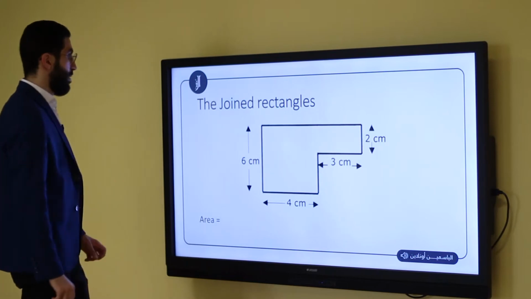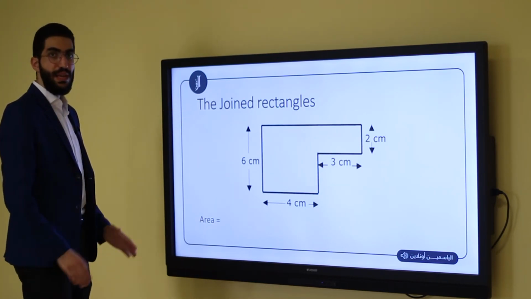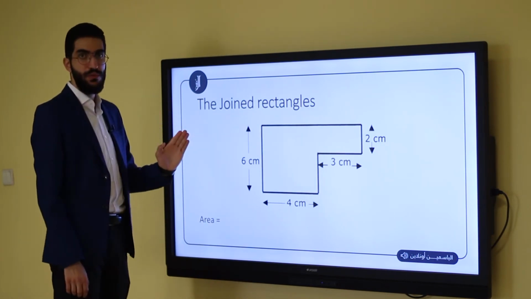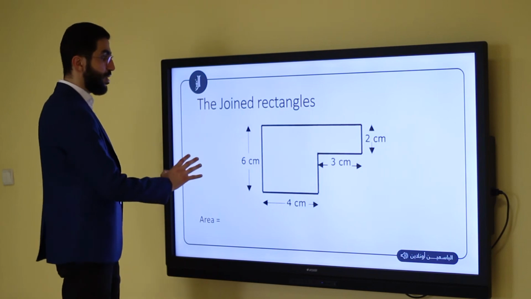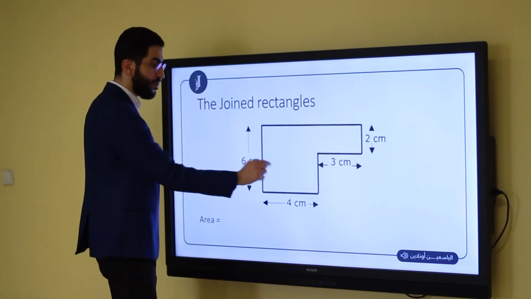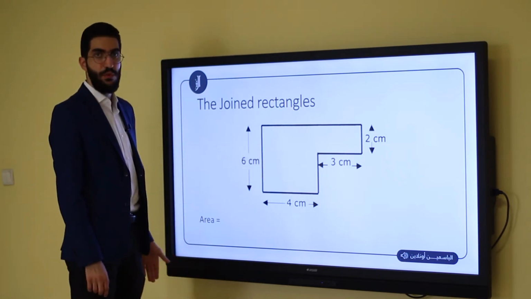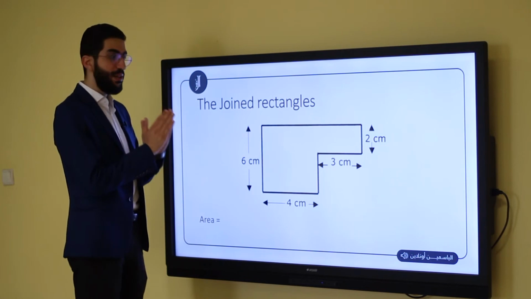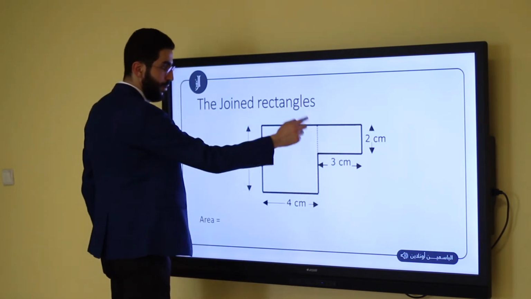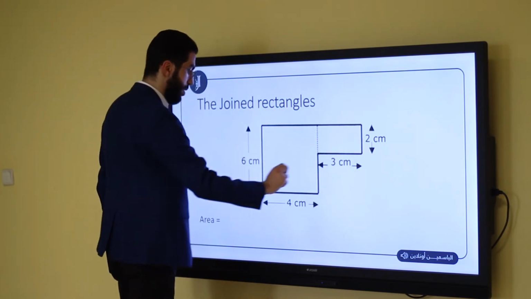Now again, how can we find the area of joined rectangles? This is the same as the previous example where we found the perimeter, but here we need to find the area. Because this is an irregular shape, I need to count it, but here I don't have the squares. And this shape doesn't have a formula. So we need to cut it again into 2 rectangles. Let me cut them. So this one. Now I have rectangle 1, rectangle 2.